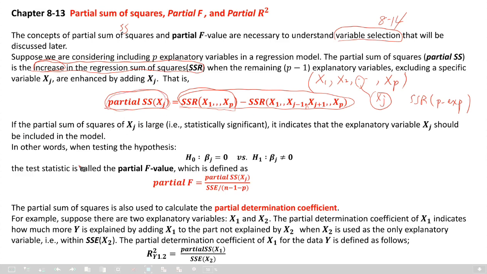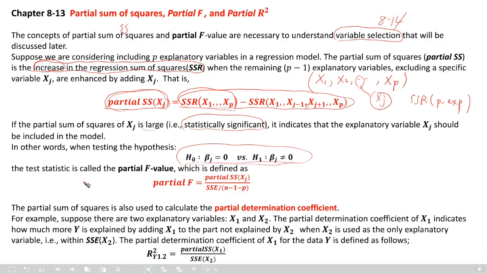Okay, if the partial sum of square of xj is large, this one is big, then finally the included explanatory variable xj is important. That means statistically, say, significant. Okay, it indicates that the explanatory variable xj should be included in the model. Does it make sense? In other words, when testing hypothesis, we studied testing hypothesis of each coefficient, right? We already saw it, this one.